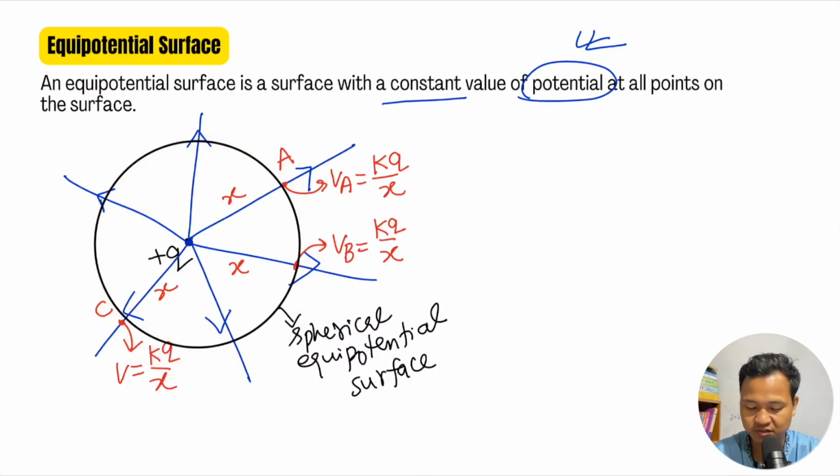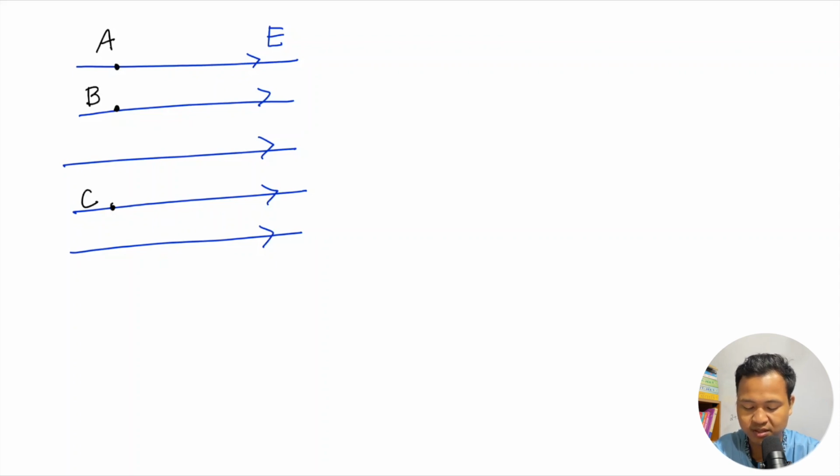Next type of equipotential surface. Suppose we have a constant electric field, let's write it like this. This is E. Point A, point B and point C. Let's take another set of points here, P, Q and R. Consider VP minus VA, the potential at P minus the potential at A.